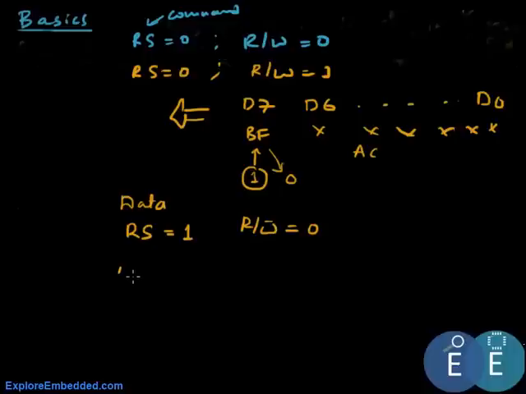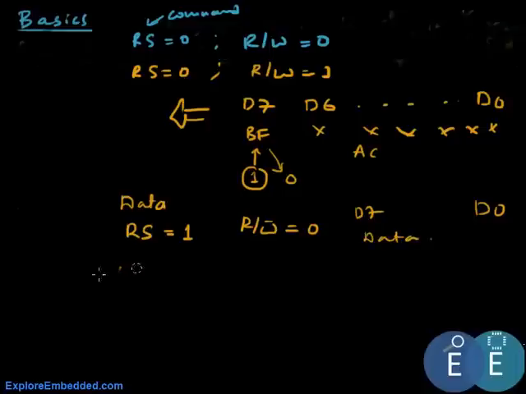So when we send ASCII for, say, letter A on the data bus D7 to D0, the LCD takes it and displays it on the LCD. So when register select is 1 and read write is 0, the D7 to D0 bits will have the data to be displayed. Now let us take a simple example.